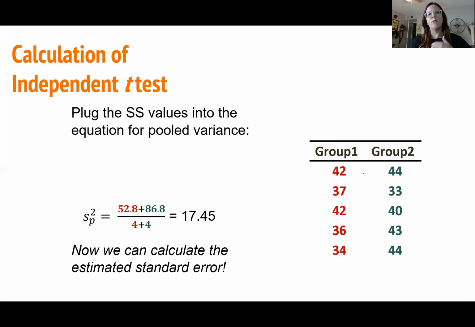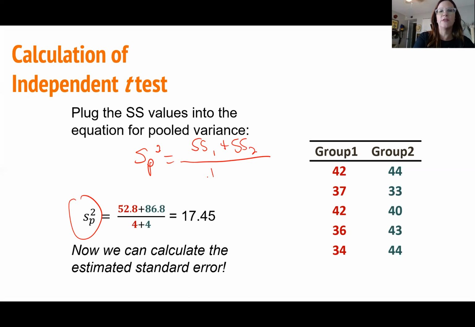So now that we have our sums of squares, we can plug our sums of square values into the pooled variance equation. If you remember, the pooled variance was sums of squares for group 1 plus sums of squares for group 2 divided by degrees of freedom for group 1 plus degrees of freedom for group 2. So we have our pooled variance is 17.45. We're one step away from that last calculation, truthfully.